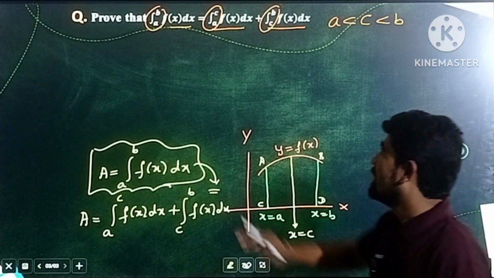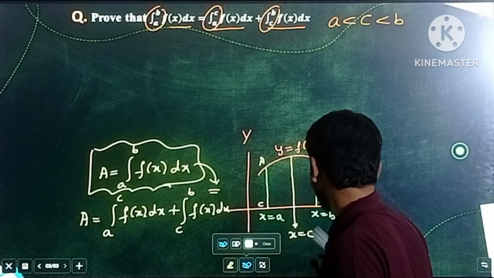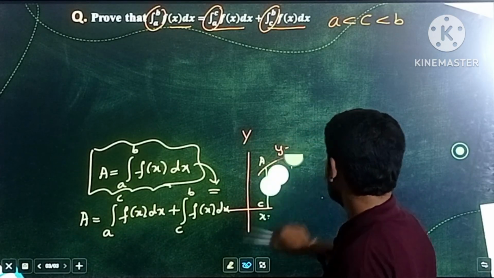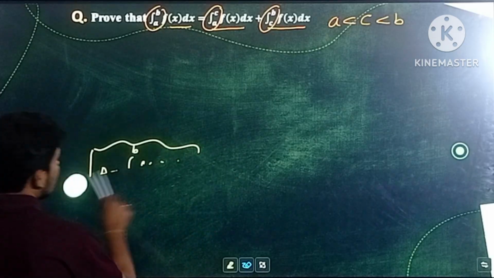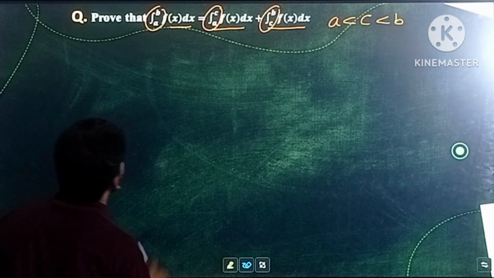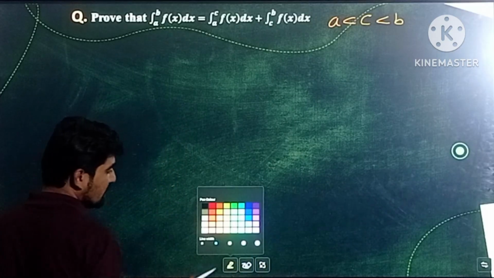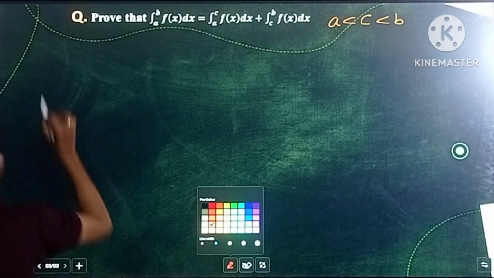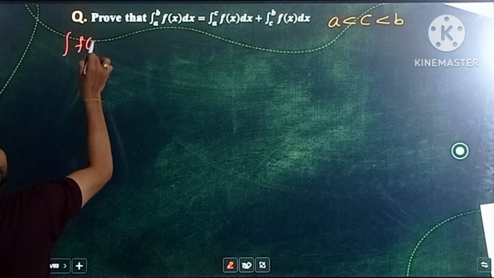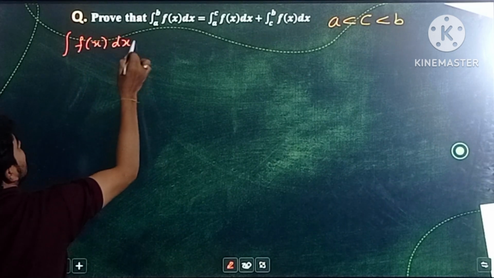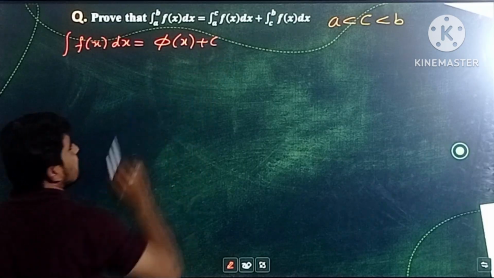Now the question is to prove this property, so I am going to prove it. To prove this property, first I would like to consider the value of the integration of the function. So let us consider that the integration of this function f(x) dx is equal to some other function, phi of x plus c.